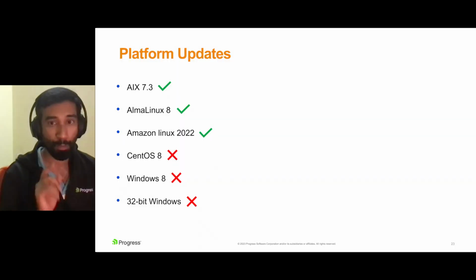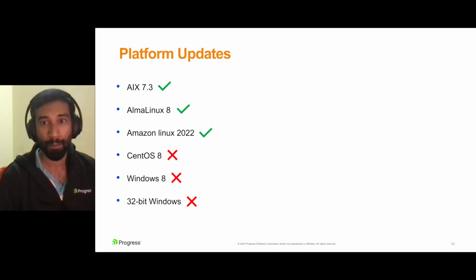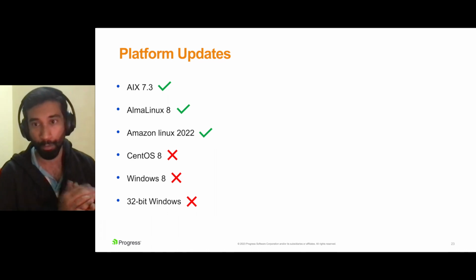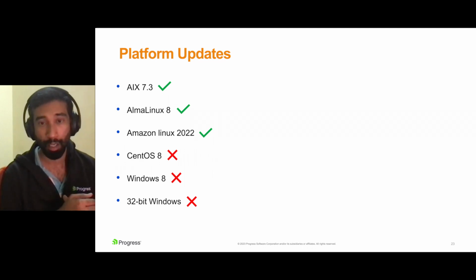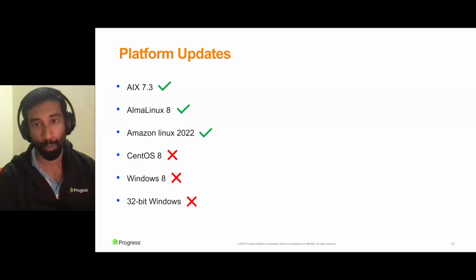We have also taken this opportunity to change support for some platforms that are no longer supported by the corresponding vendors, and produce packages for different platforms. Alma Linux 8 has replaced CentOS 8, older versions of Windows 8 and 32-bit architecture have been dropped, while we have added support for AIX 7.3 and Amazon Linux 2022.